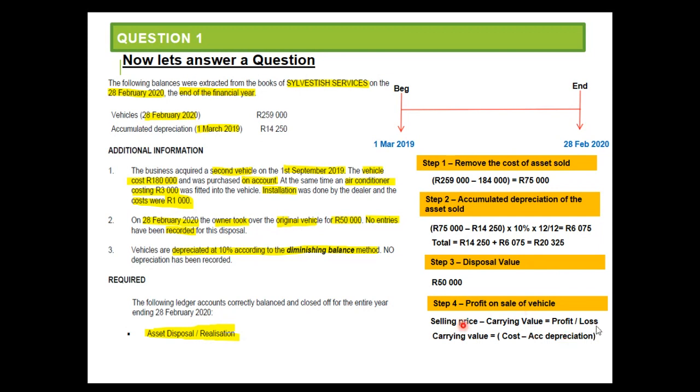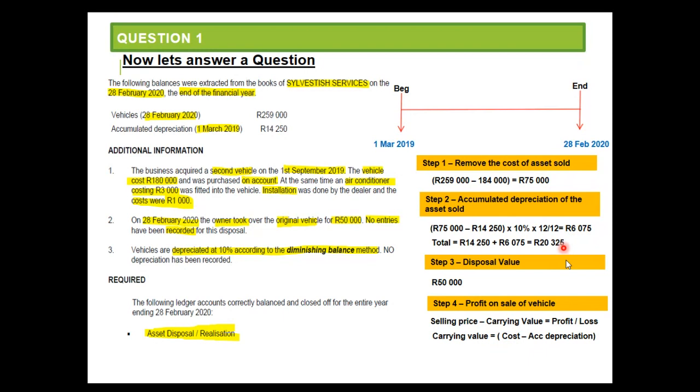So how much is my selling price? My selling price in this case will be the 50,000, even though I didn't sell, because it's the disposal value. So you can write the disposal value here. My selling price will be 50,000. For my carrying value, I'll take my cost. What is the cost of the asset that I sold? The cost was 75,000, less accumulated.